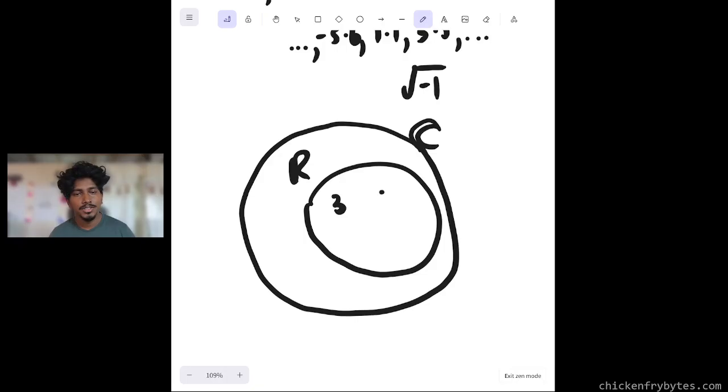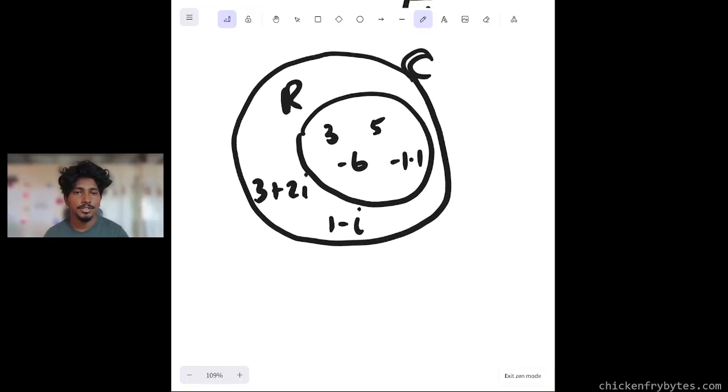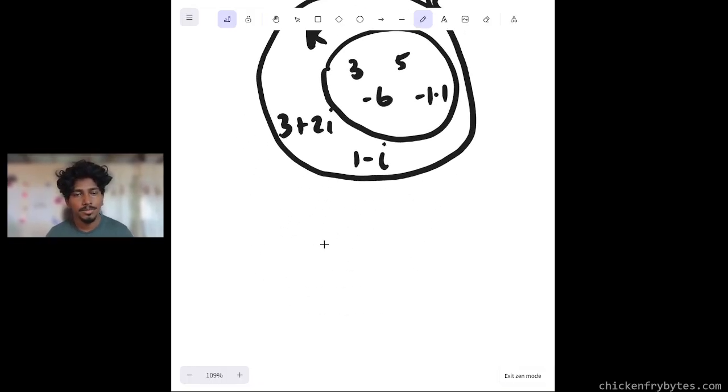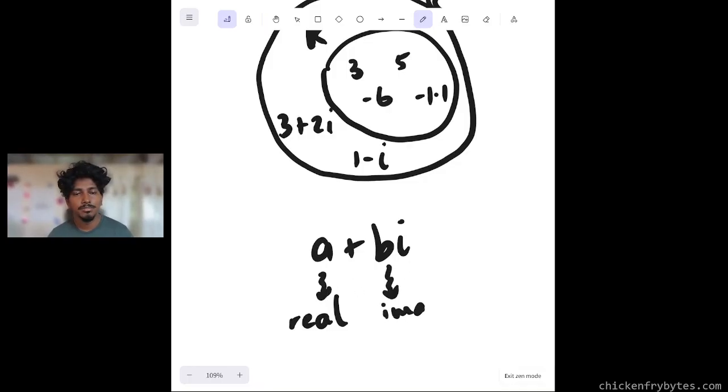So if we have 3 and 5 and -6 and -1.1 in there, within the set of complex numbers, we can have 3 plus 2i as an example, 1 minus i, and so on and so forth. What you'll find is that the general form of a complex number is a plus bi, where a is the real part of this complex number, and b is the imaginary part of the complex number. And well, we know now that i is really the square root of -1.